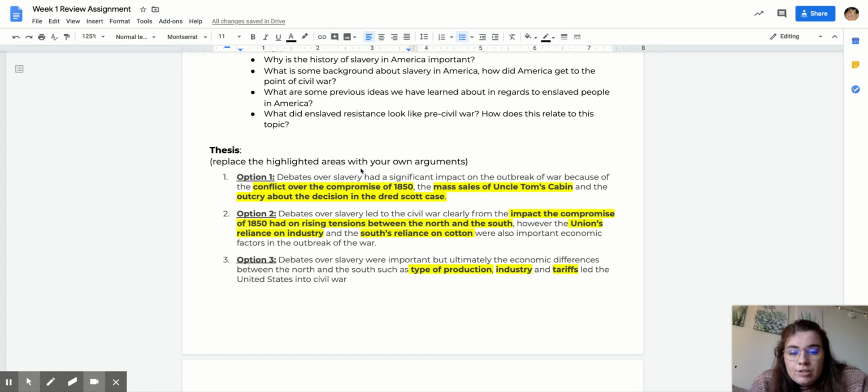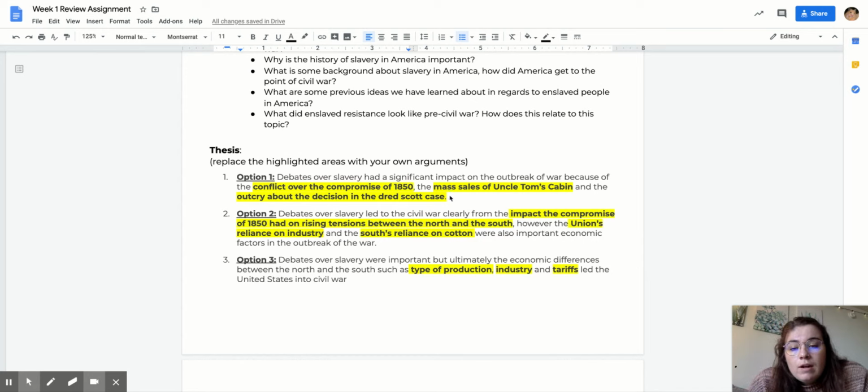So here I assert my position. I say that debates over slavery were the most significant in the outbreak of the war, and I give my 3 reasons, saying that the Compromise of 1850, Uncle Tom's Cabin, and the Dred Scott case were the 3 most important reasons why this war started. And then each body paragraph will be about one of these reasons with evidence that supports this thesis statement. Okay? So that is if I were to argue option 1.